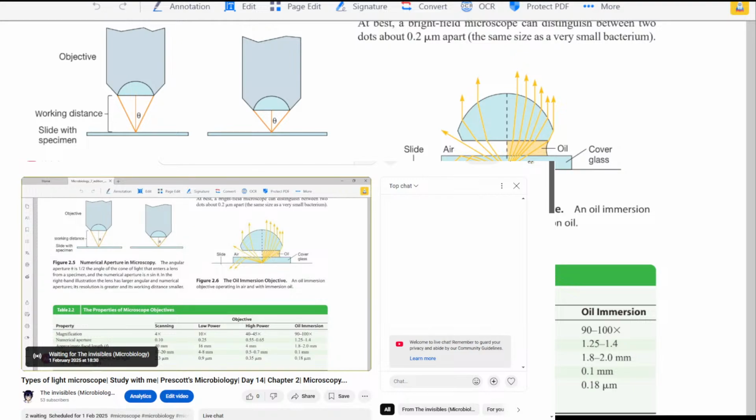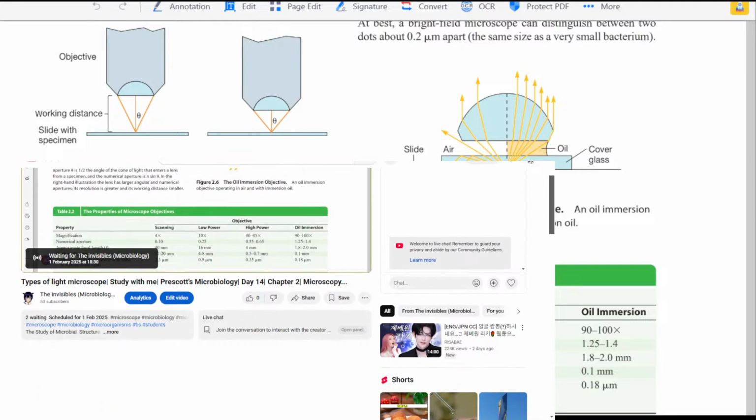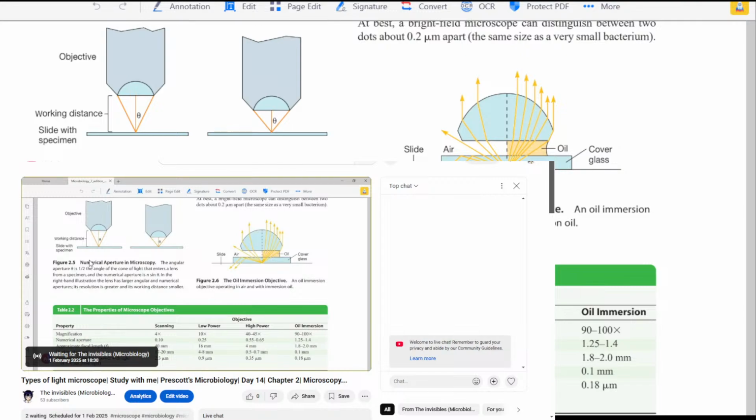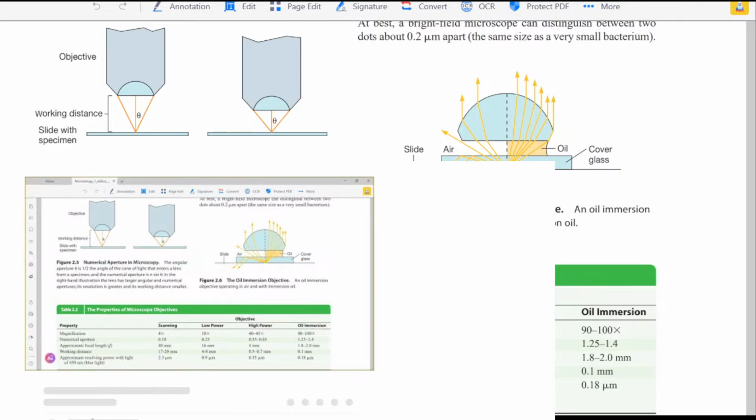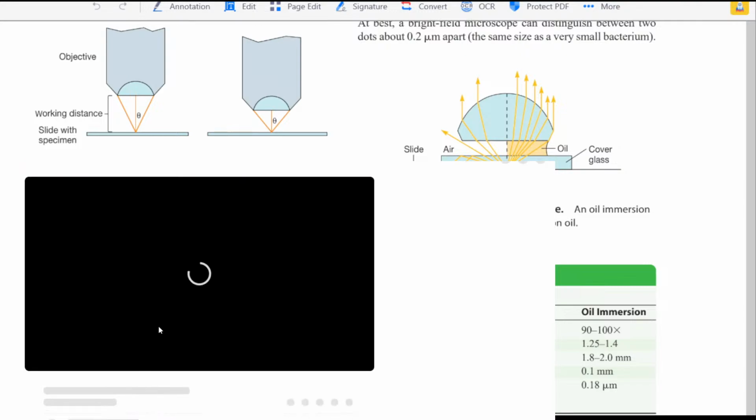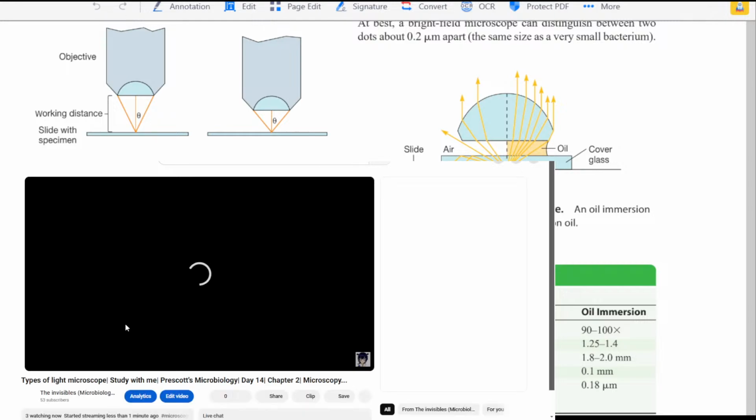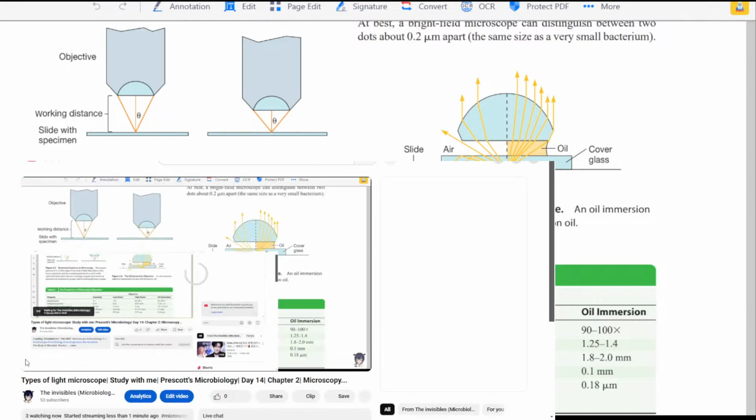And we are in Chapter 2. Chapter 2 is about microscopes and the specimens that we will be studying: how to prepare them and how to study them under the microscope, all of the staining techniques and how to smear them, and what the types of general microscope are.